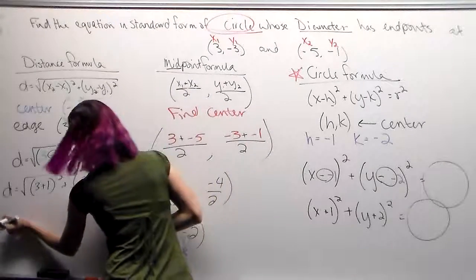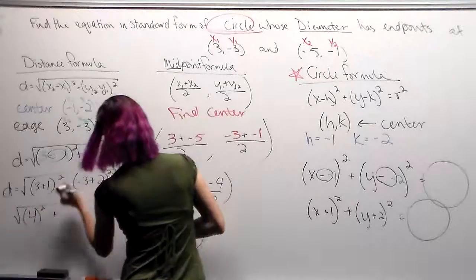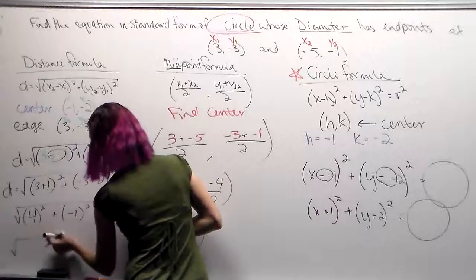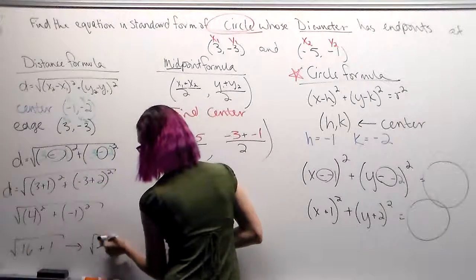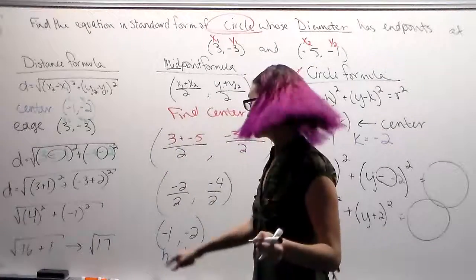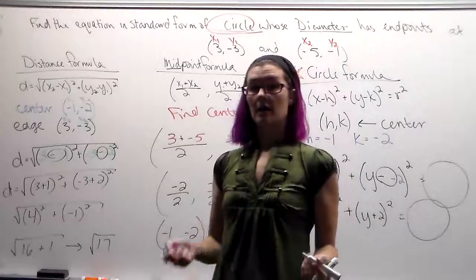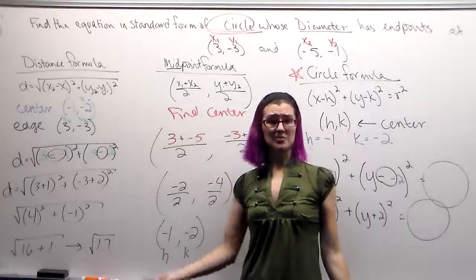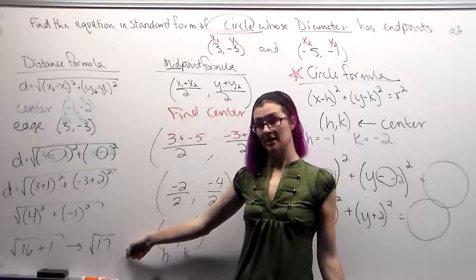3 plus 1 is 4. And −3 plus 2 is −1. That's going to give us the square root of 16 plus 1, which is the square root of 17. Now, a lot of people at this point are extremely tempted to put it in the calculator and get a decimal. The only problem with that is decimals aren't as exact as square roots are. So I'm going to leave it as the square root of 17.